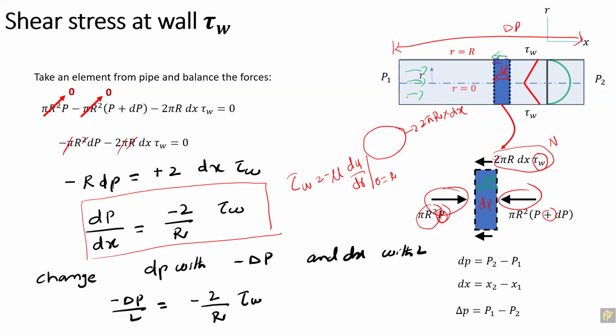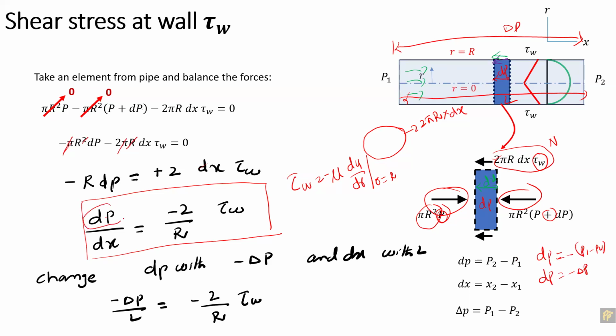And for the whole pipe, this will be the length of the pipe. Okay, so now you can write dP, but dP is always the final pressure minus initial pressure, so we write it as P2 minus P1. dx is x2 minus x1, but delta P, the pressure drop, is always P1 minus P2. So dP will be equal to minus (P1 minus P2), so dP will be minus delta P.